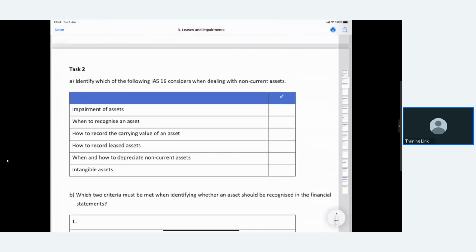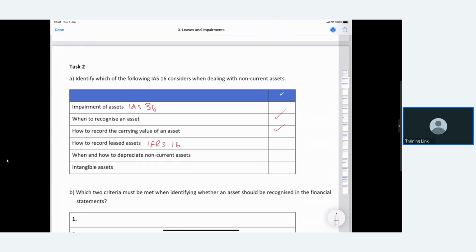Moving on to task 2 then. Identify which of the following IAS 16 considers when dealing with non-current assets. Impairment of assets? Absolutely not. I think we've in fact just said that is covered under IAS 36. When to recognise an asset, it definitely covers that. How to record the carrying value of an asset, definitely records that. How to record leased assets, absolutely not. We'll actually be touching on these later on. That is covered under IFRS 16 now.